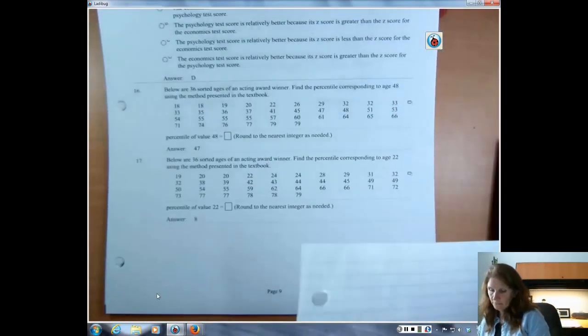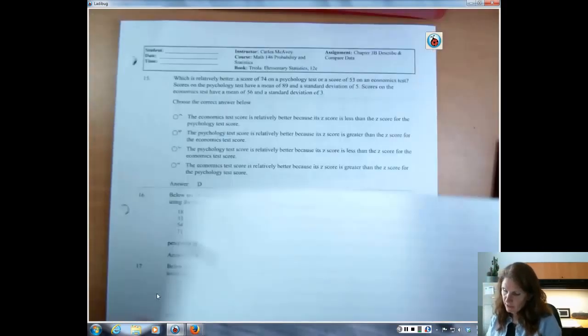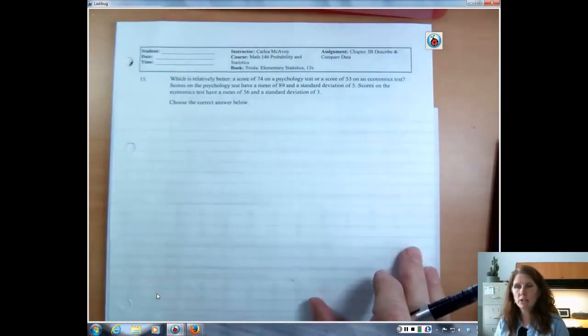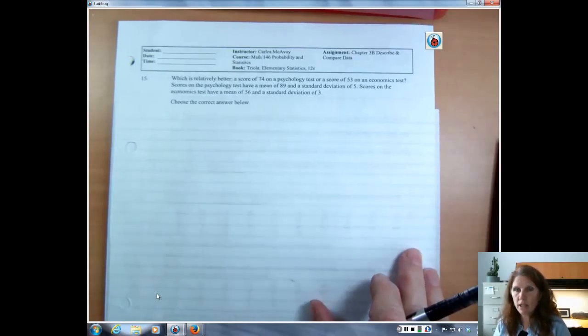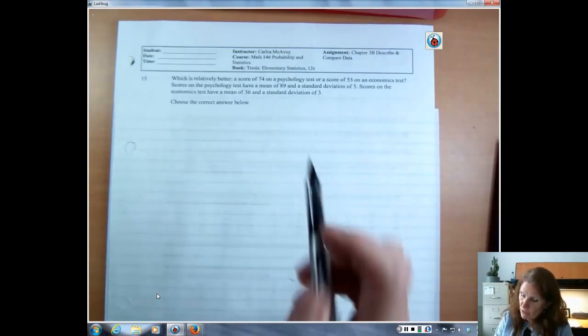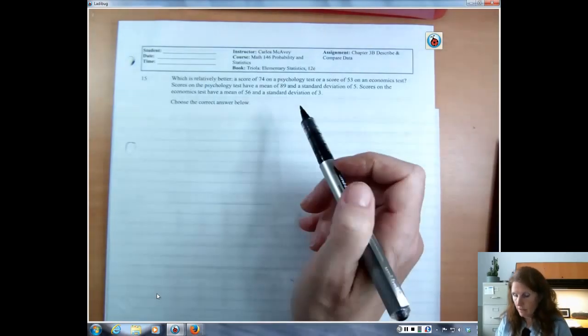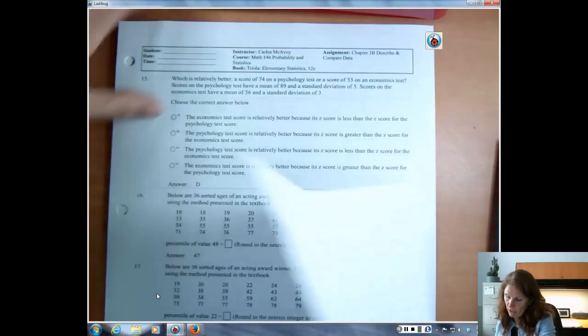All right, interesting. This is going to be the same thing, which is a relatively better score of 74 on a psychology test or a score of 53 on an econ test, and then they go about giving the mean and standard deviation of each, and you're going to figure out the z-scores and then decide which is which. I'm not going to do that again.